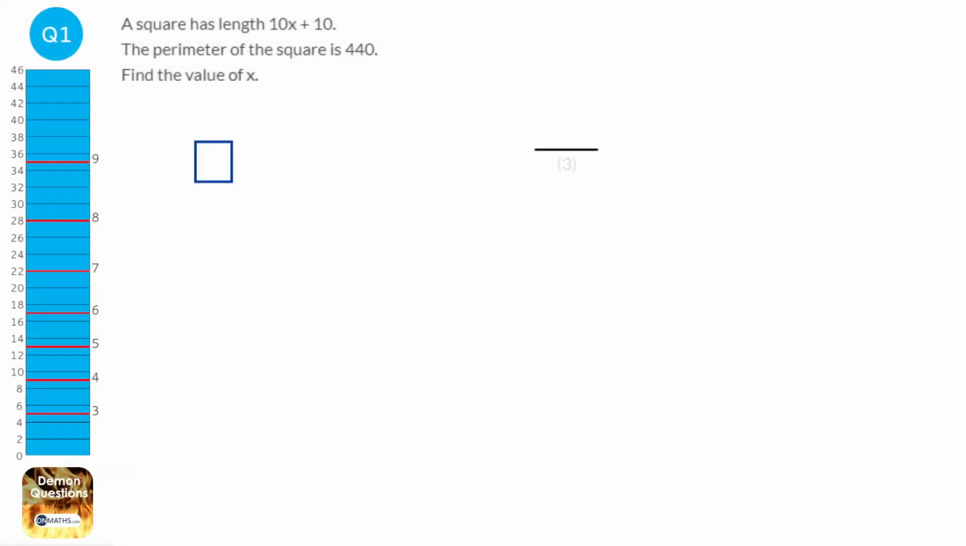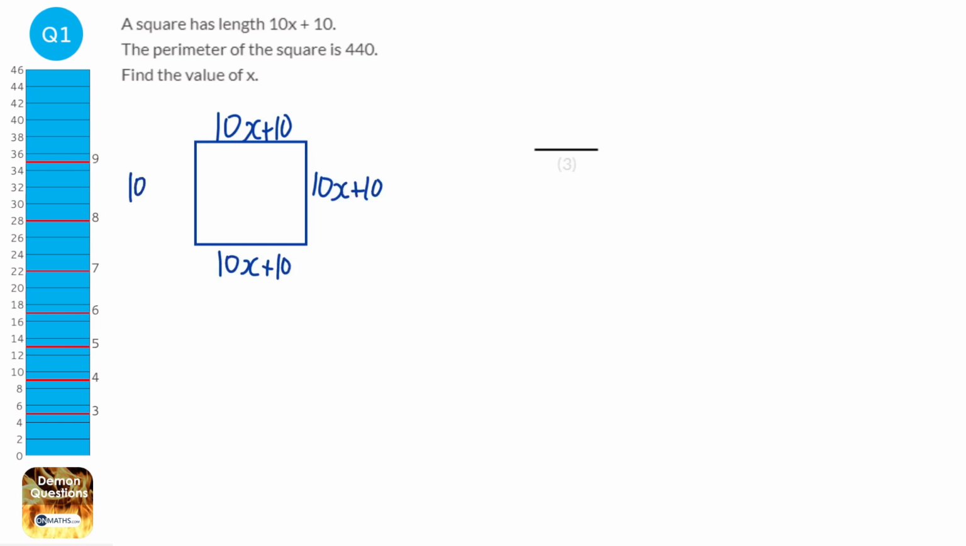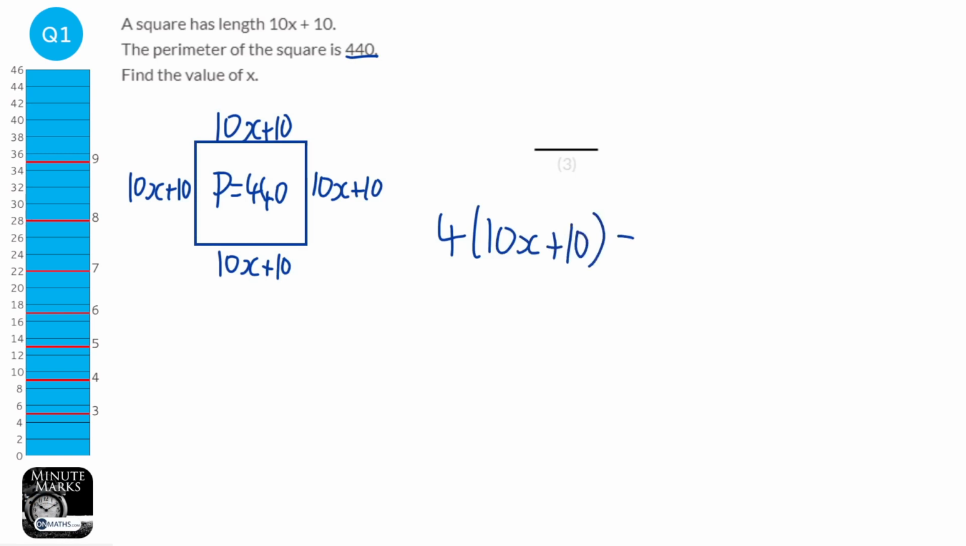First thing I'm going to do is just draw the square out, and we know the length of it is 10x plus 10, but it is a square, so that's the same all the way around it. But we're also told that the perimeter is 440. So what we can do is work out the perimeter in algebra by multiplying 10x plus 10 by 4, or just adding up the four lengths that we've got. So we're going to do 4 times 10x plus 10. But we also know that that is going to be 440 because we're told in the question that the perimeter is 440.